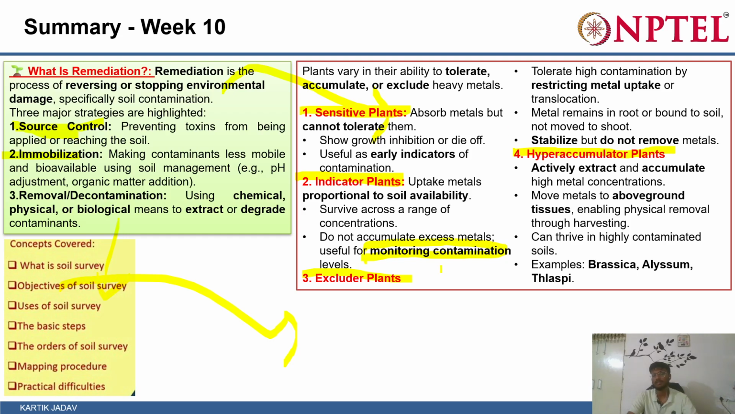The third one is excluder plants. Excluder plants are highly tolerant to contaminants and restrict metal uptake. However, the metal remains in the root zone only, and we cannot remove it from the shoot. While hyperaccumulator plants actively extract and accumulate high metal concentrations, and also move the metals to the above-ground parts. That is their main advantage, which is why nowadays we generally consider hyperaccumulator plants.